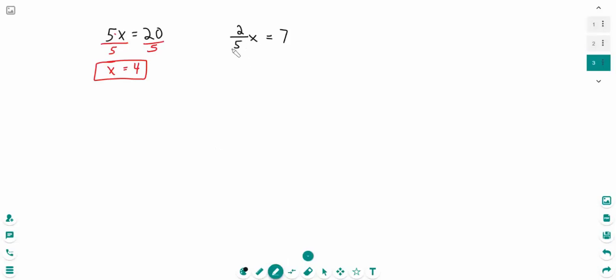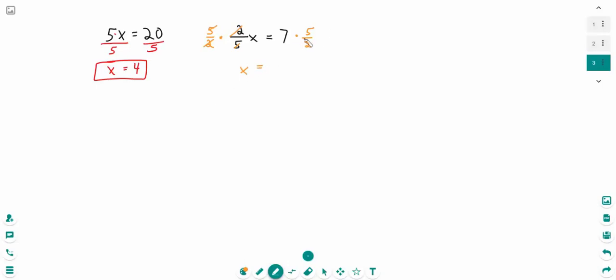2/5 x equals 7. Now notice here we have a fraction as the coefficient, okay? And because of that, I'm going to use the reciprocal method. So I'm going to multiply this side of the equation by the reciprocal of the coefficient, 2/5. The reciprocal would be 5/2. I have to do the same thing over here. Now the beauty is that this is going to cross out and become a 1, so we have an x all by itself.